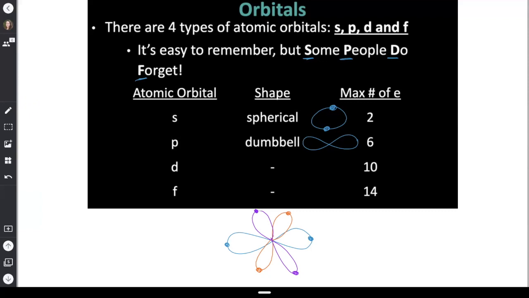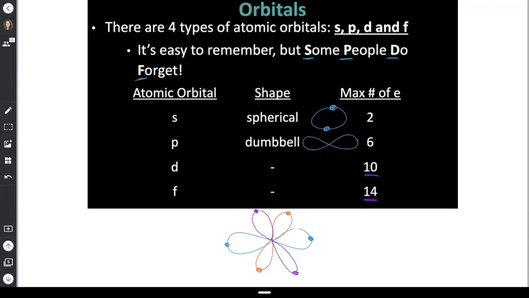Right? And then you have your d orbital. You don't need to know the shape of it, but in case some of you are curious, it is a clover shape. But what you do need to know is that it can hold a max of 10 electrons. And then lastly, you have your f orbital, which can hold 14 electrons. And just like the p orbital, each orbital within those can only hold 2 electrons. So then you've got 5 orbitals within your d orbital and 7 within your f orbital.